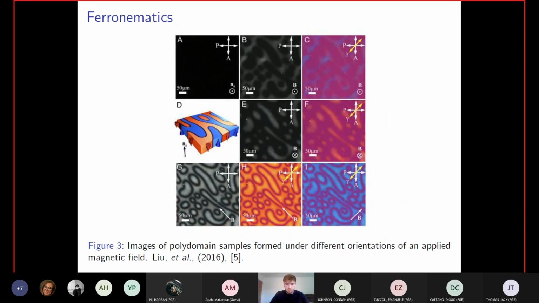And so now I want to introduce to you the concept of polydomains. These are ferronematic samples which have distinct crystal domains separated by domain walls. In each domain, the director and magnetization vector are independently oriented. The thick black lines here would be the domain walls, and then inside and out we have distinct crystal domains. The converse to a polydomain would be a monodomain, in which there are no domain walls, and so the director and magnetization vectors vary continuously across the domain. In these images you can see polydomains formed under different orientations of an applied magnetic field.